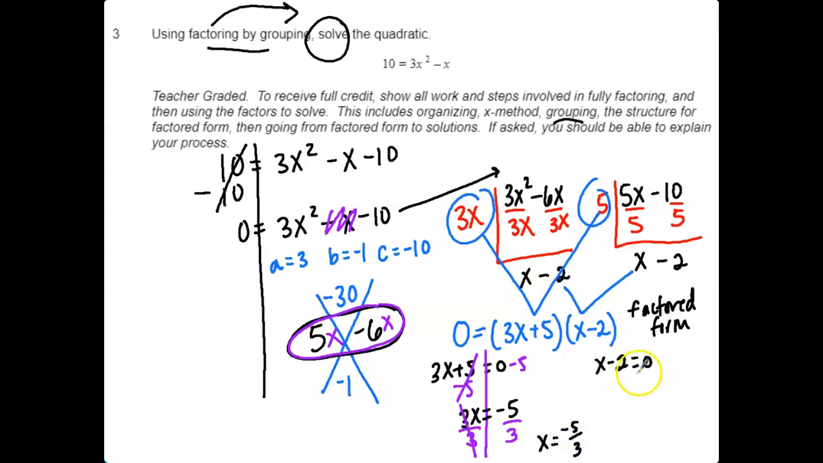All right, let's go to our other factor. So x minus 2 is equal to 0. Inverse of negative 2 is plus 2. So that would mean that my other solution is x is equal to a positive 2. And this is our final answer.